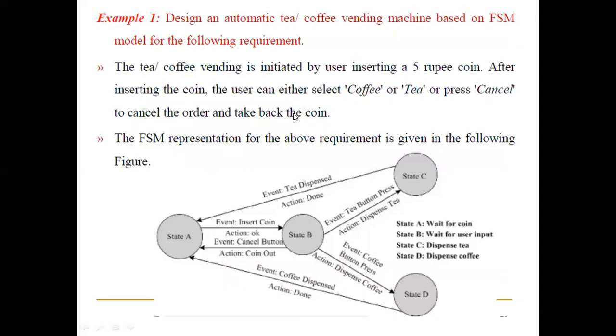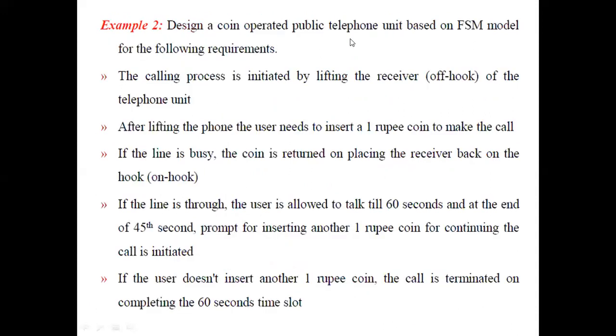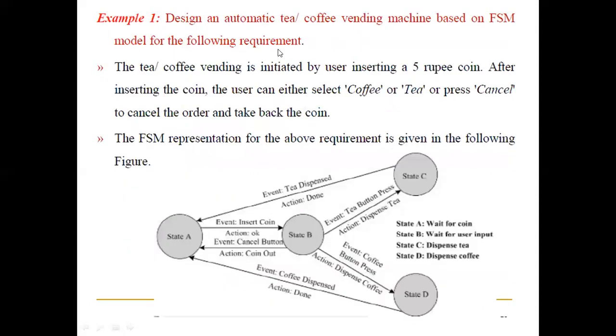Next, as an example, we're going to design an automatic tea coffee vending machine based on the finite state model for the following event. The tea or coffee vending machine is initiated by the user inserting a 5 rupee coin. After inserting the coin, the user can either select coffee or tea or press cancel to cancel the order and take back the coin. Here the FSM representation is done using this diagram.